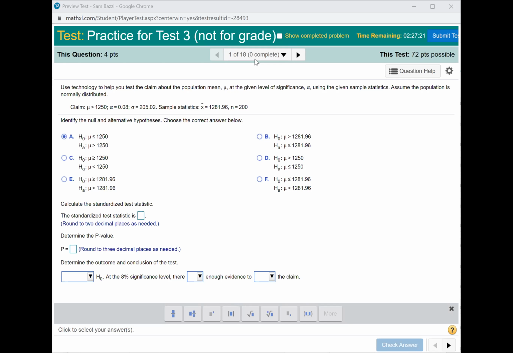X bar is 1281.96. N is 200. And we're testing that mu is greater than. And if I stop share here and share another screen with you.